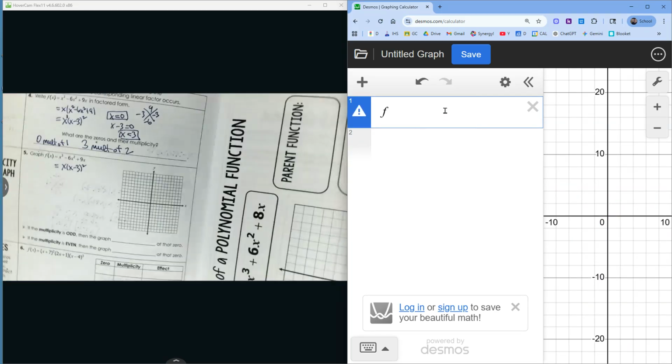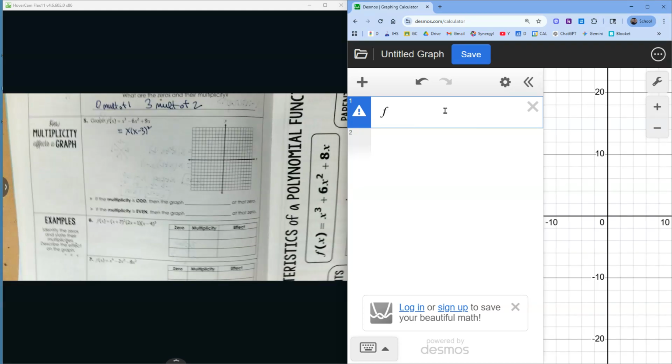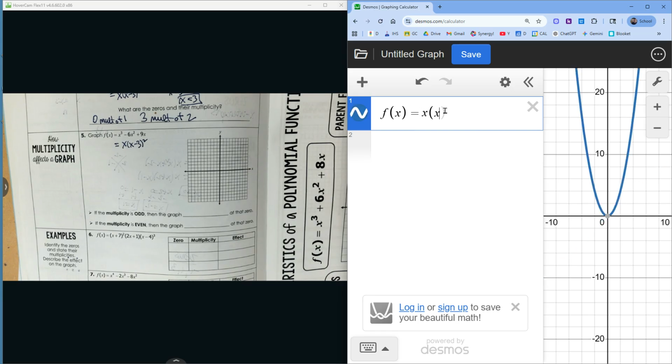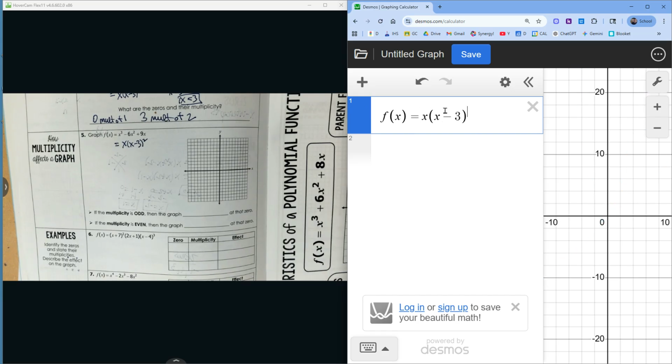Oh, I didn't mean to move this completely. Here. So I'm going to type in f of x equals. Both are the same. I'm just going to type in the factored form, it's a little shorter. You could type in the equation, it's the same equation.